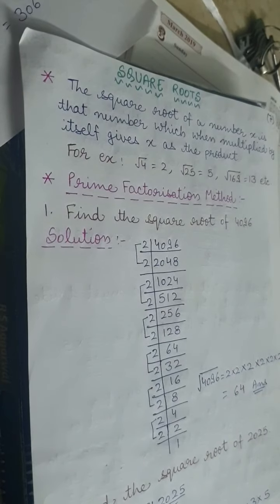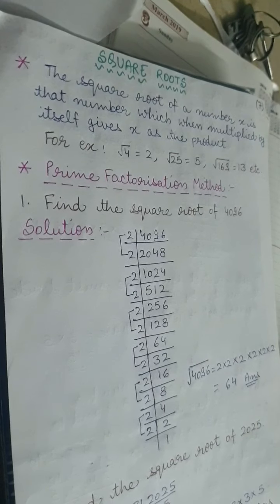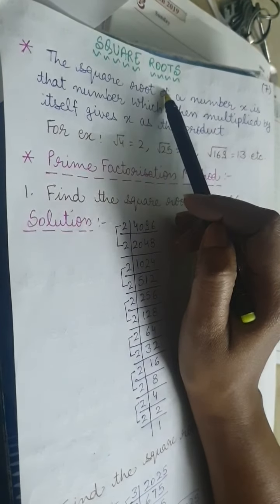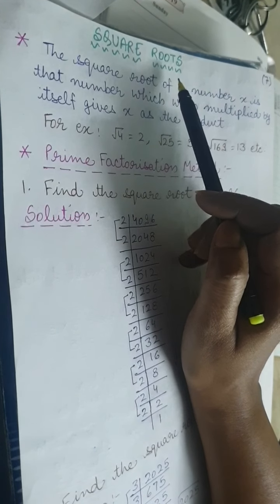As we have completed our diagonal method, the next topic that we have to complete is finding the square root. Up till now we have found the square. Now we will find the square root of the given number.